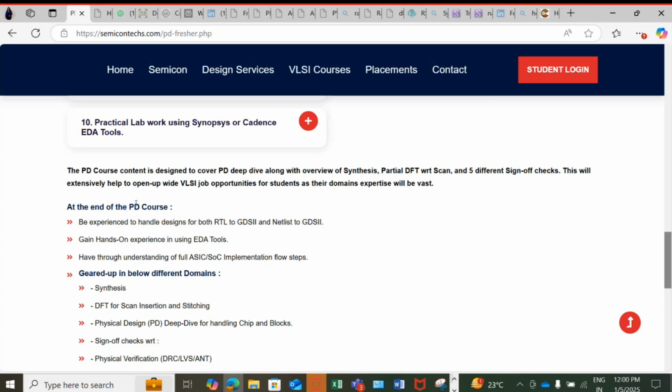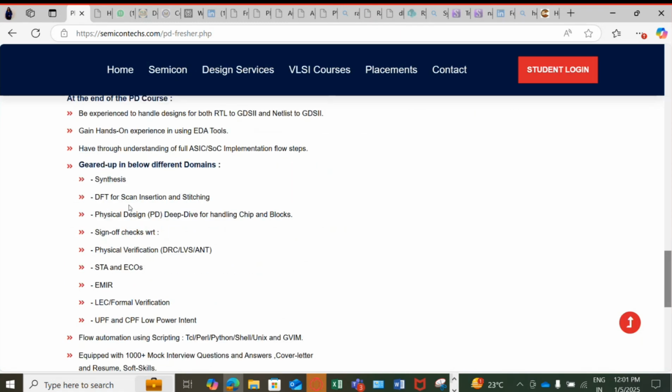This will extensively help open up wide VLSI job opportunities for students, as their domain expertise will be vast. Along with PD, we are giving an overview of all the other things as well, to help increase the scope of job opportunities. At the end of the PD course, you will be equipped to handle designs for both RTL to GDS2 and netlist to GDS2. You gain hands-on experience in using EDA tools, and a thorough understanding of the full ASIC or SoC implementation flow steps. You'll be geared up in different domains: synthesis, DFT for scan insertion and stitching, and physical design deep dive for handling chips and blocks.